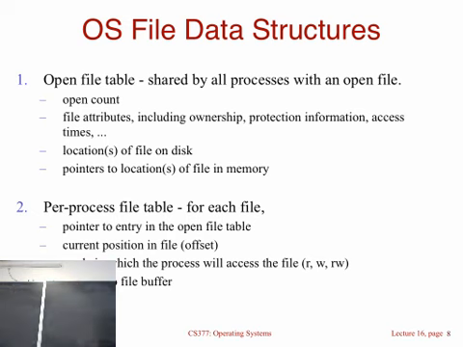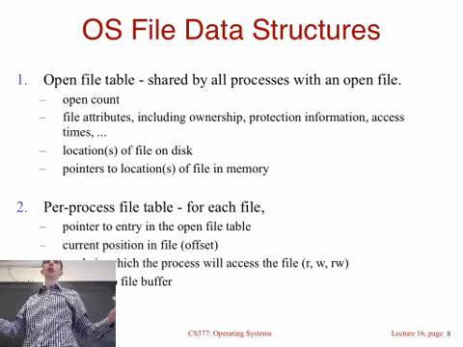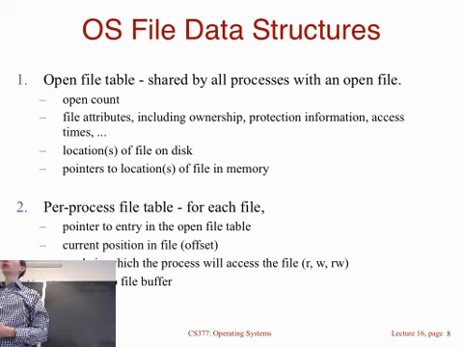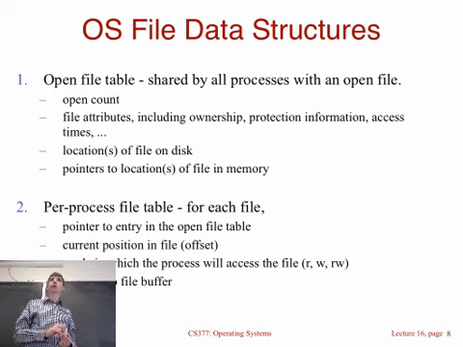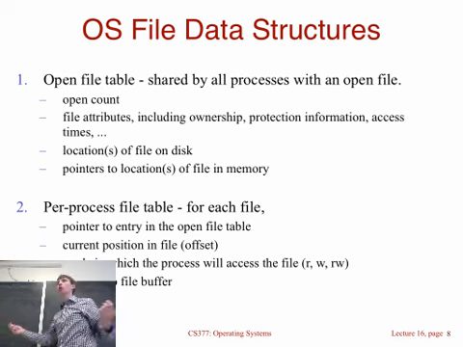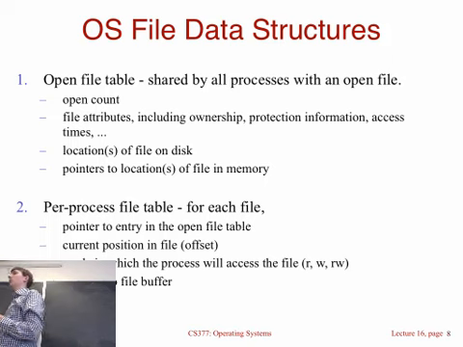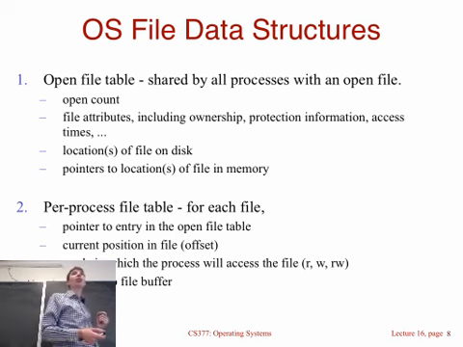Now, why is this type of information not stored in the global table? Why do we want to have all of these tables on a per process level? So let's consider something like the current position in the file. It'll be different, potentially, for every process that has that file open.